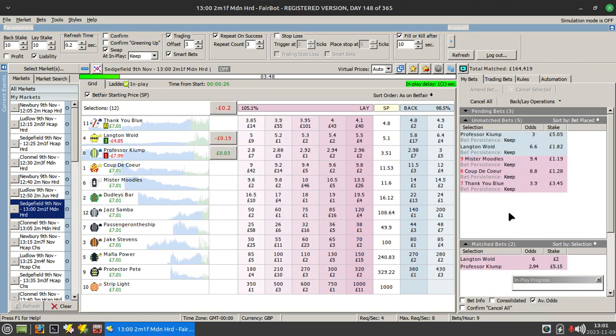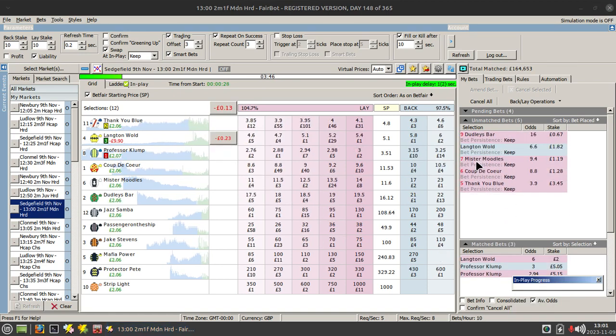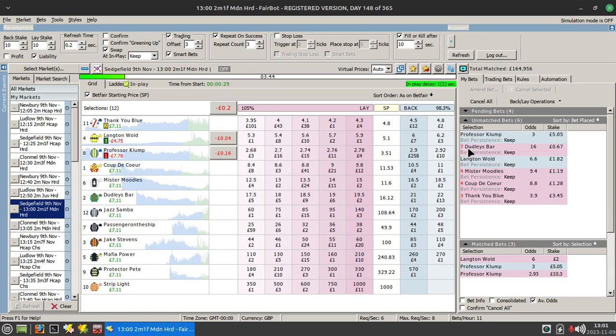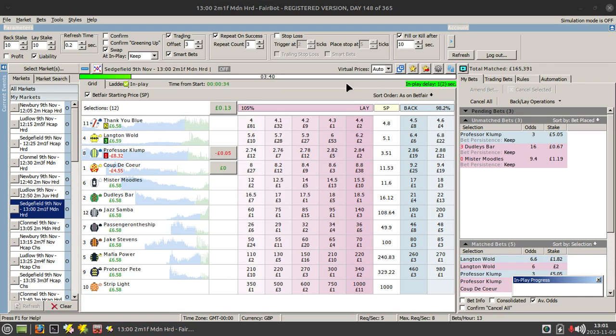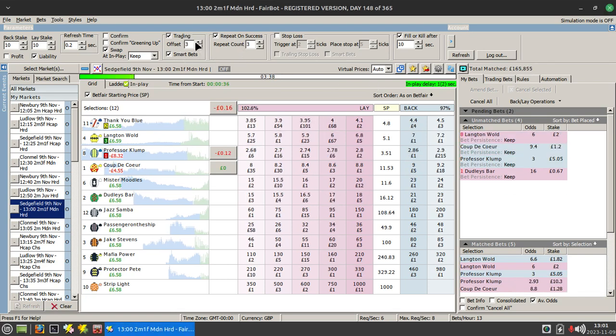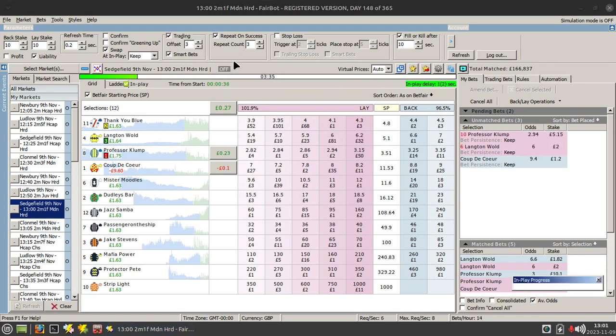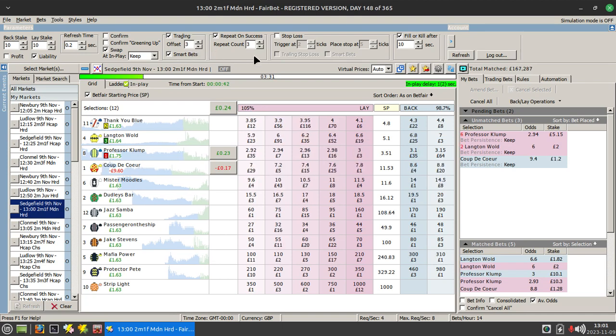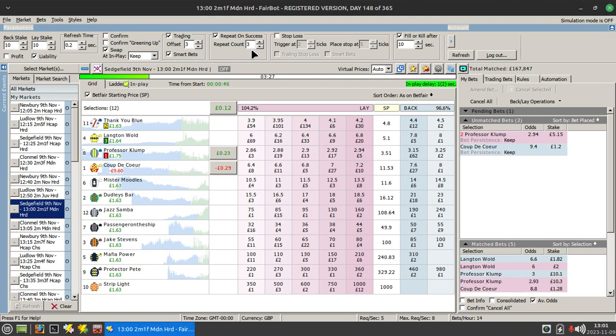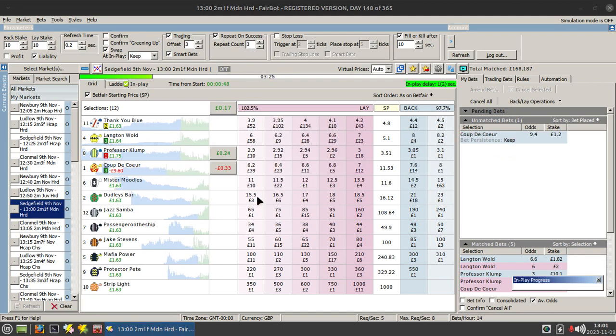Okay, when each of these lays goes in, as soon as an offset bet is matched, Fairbot will then repeat that trade and resubmit it at the same lay odds and the same offset, and it will keep doing that on each runner 3 times. So you don't need to continually go in and place bets. You have to keep an eye on it though.